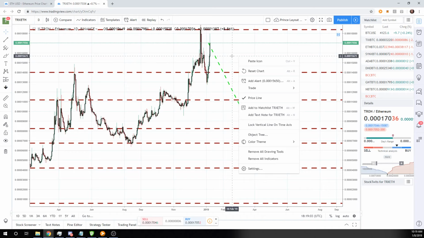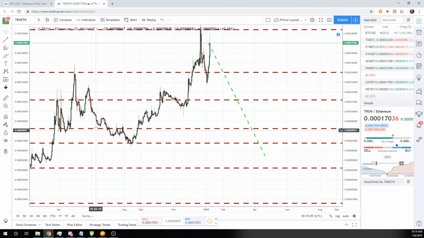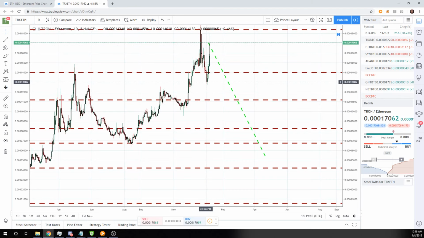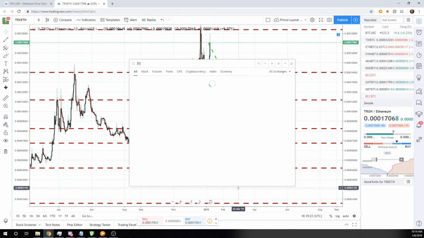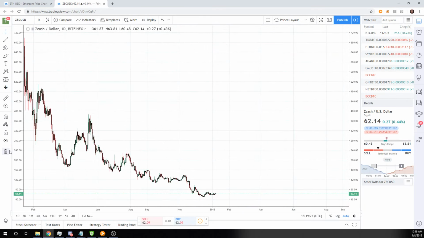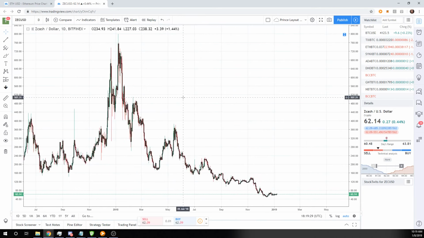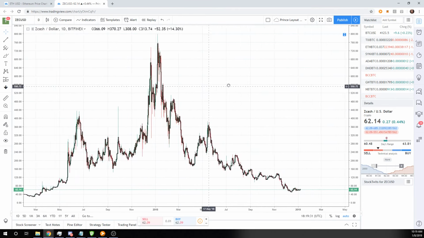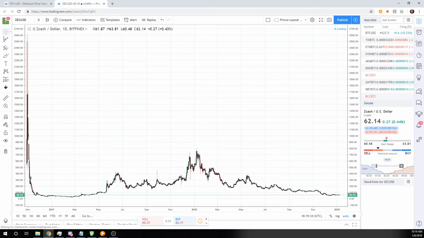The only way to scientifically ensure your profitability is to have a plan which scientifically is testable, repeatable, observable, math-based, and works in any scenario no matter what the market does. Let's do one more. ZEC USD. Okay. Boy, this is a good one, isn't it? I really like this chart a lot.